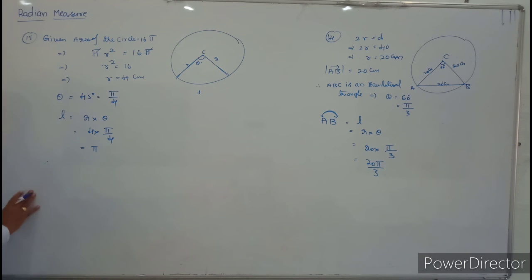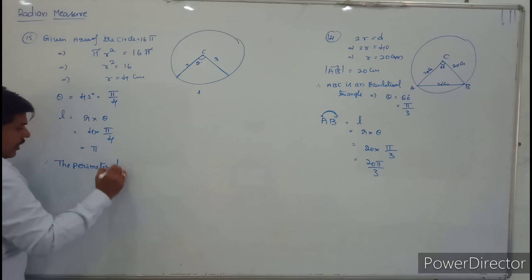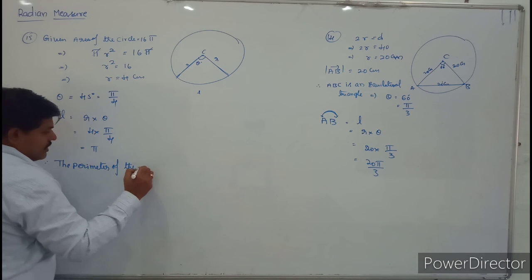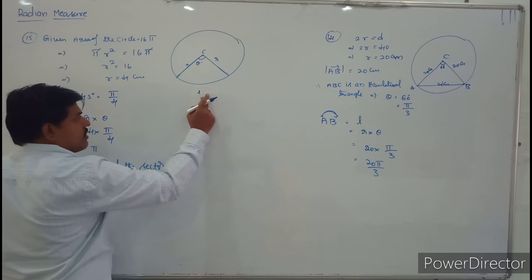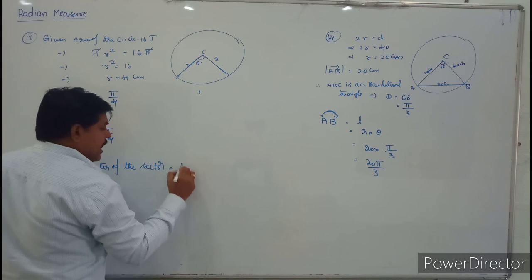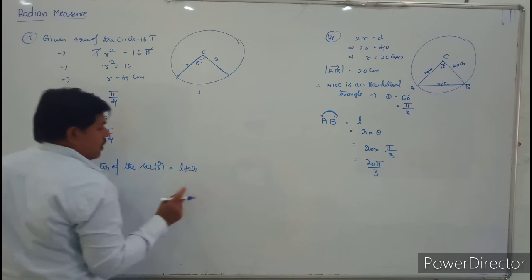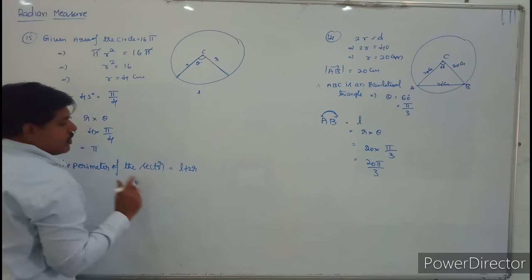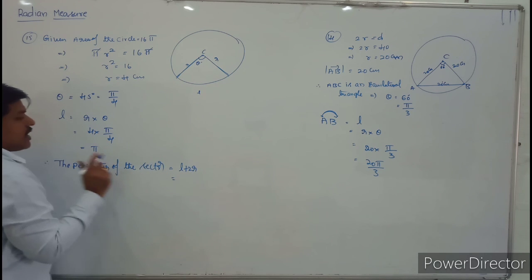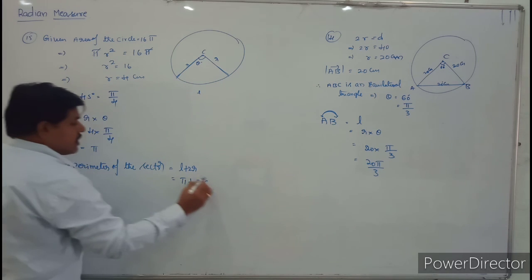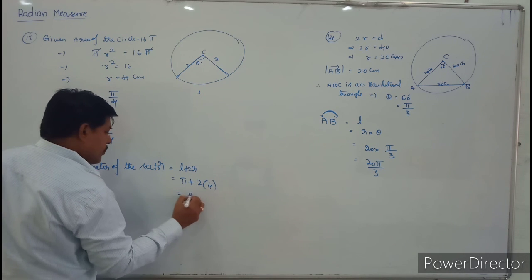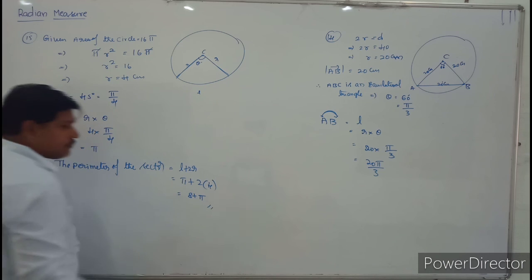Therefore the perimeter of the sector is equal to, what is the formula? I already told you, L plus 2R. So what is the L value, students? L value is pi, plus 2 into the R value, which is 4. So it will become 8 plus pi.